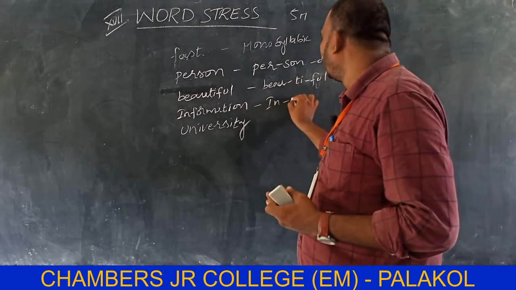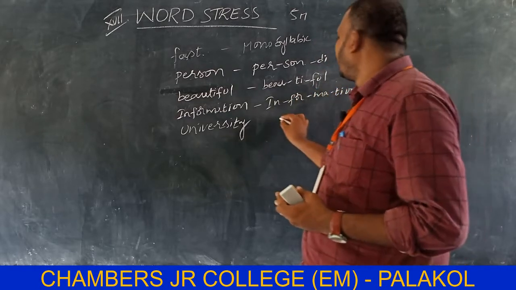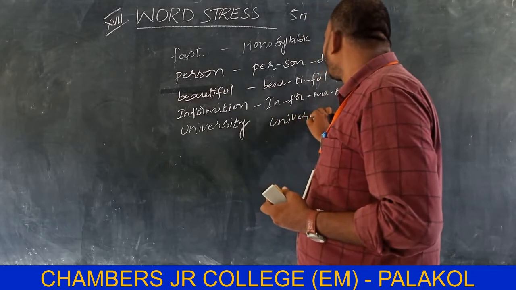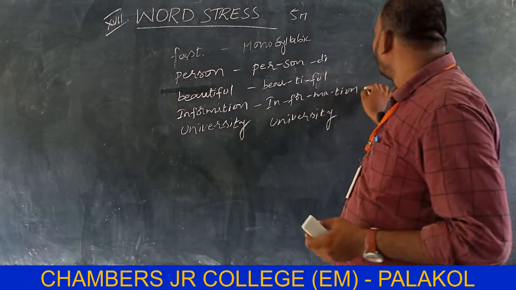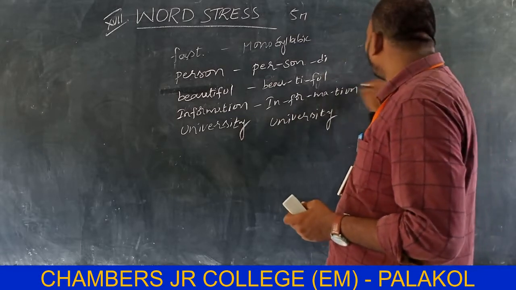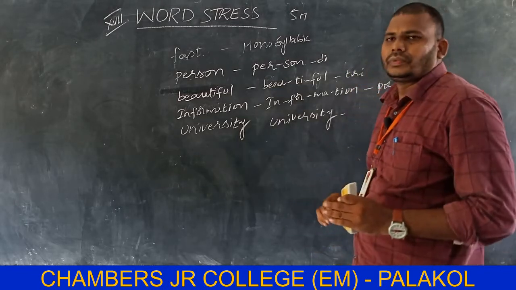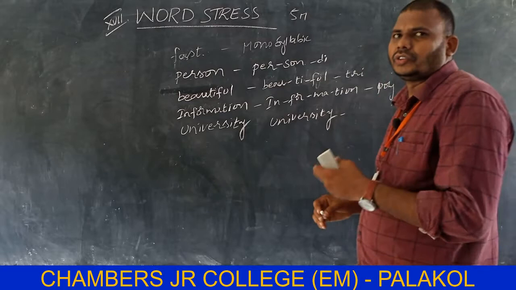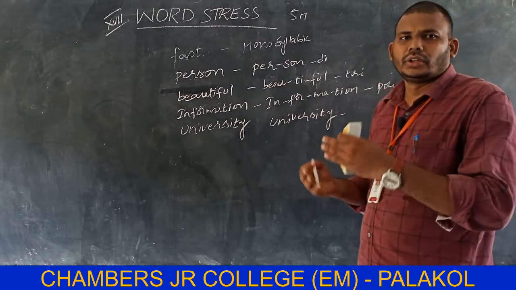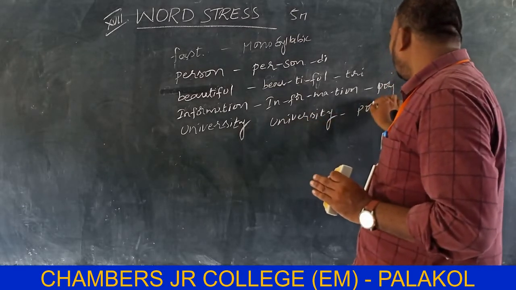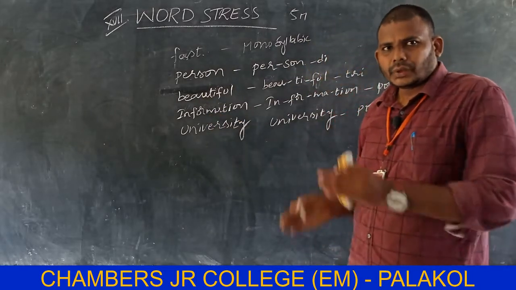And come to information, and university. It has 4 or more syllables; that's why it is polysyllabic. Beautiful is a trisyllabic word, and university has 5 syllables. Actually, it is considered a pentasyllabic word, but for more than 4 syllables we consider them poly. So this is the way we identify them.